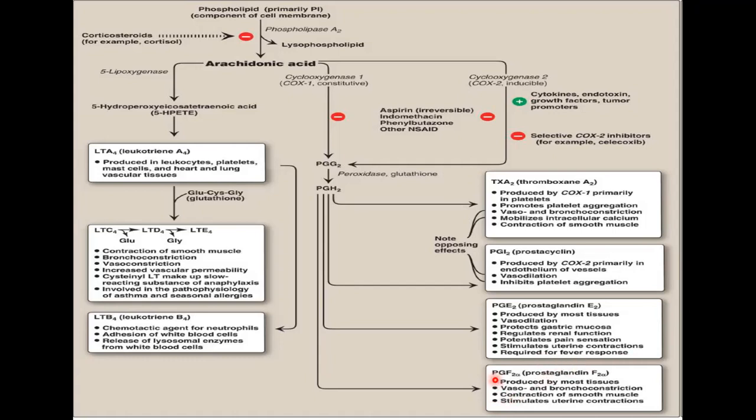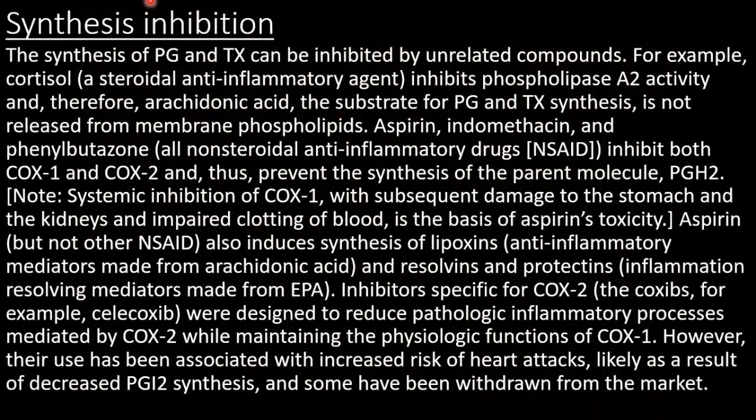Okay. Then prostaglandin F2 alpha is also produced by most tissues, causes vasoconstriction and bronchoconstriction, contraction of smooth muscles, and also stimulates uterine contraction. So it is important in parturition. Now, let's move on. Synthesis inhibition, we have said that. So I've said that.